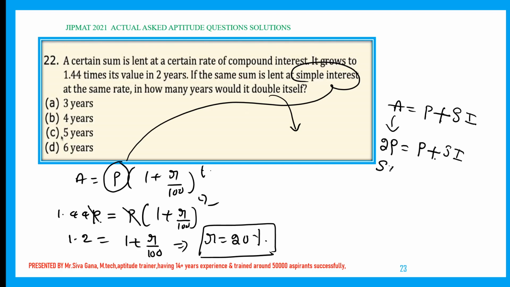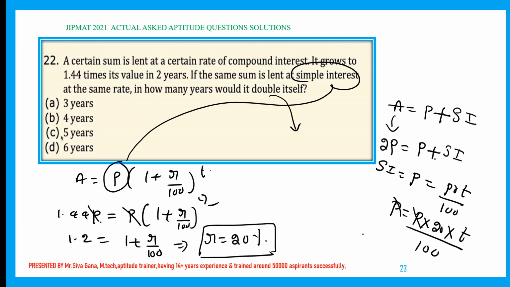So SI is equal to how much? Which is nothing but principal. SI is simply PRT divided by 100. P is equal to P into rate of interest 20, into how many years we need, T, divided by 100. P gets cancelled, 20 by 100, 5. T is 5 years. 5 years it will be doubled in case of simple interest. In case of compound, it is doubled in 2 years. In case of simple interest, it is doubled in 5 years. The conceptual way I am telling.